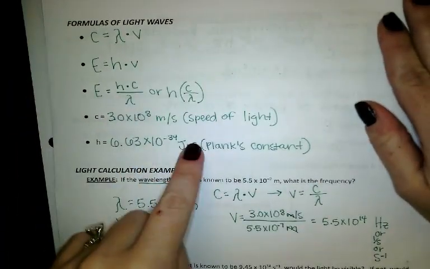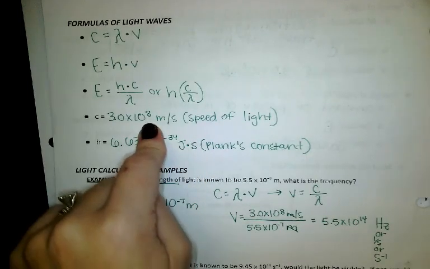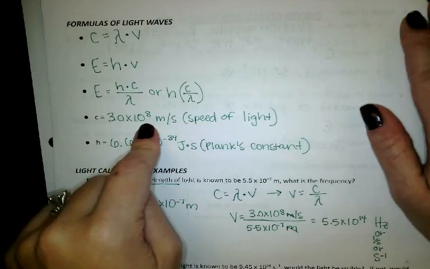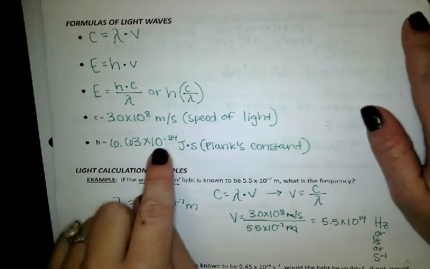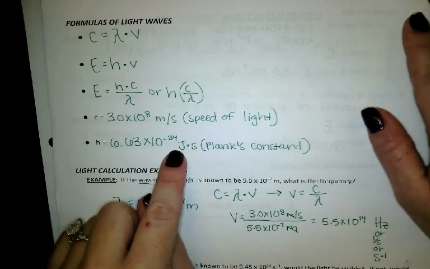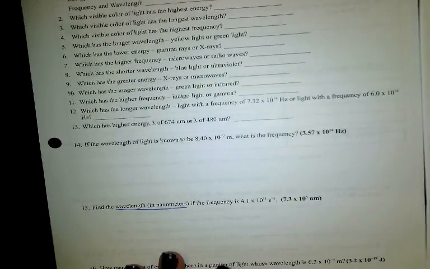Remember that there are different formulas for the light waves and the constants that go with them. Our constants are the speed of light, which is 3 times 10 to the 8th meters per second, and Planck's constant, which is 6.63 times 10 to the negative 34th joule-seconds. We can use these formulas to calculate examples. I'm going to pull a couple of examples from your practice worksheet just to go over them.